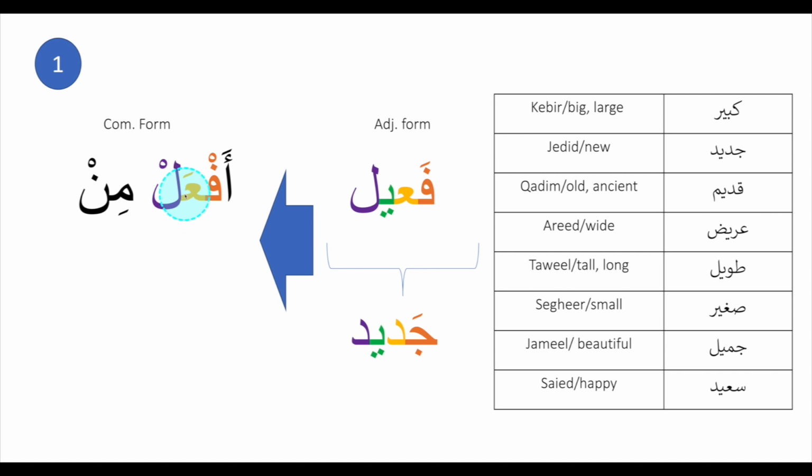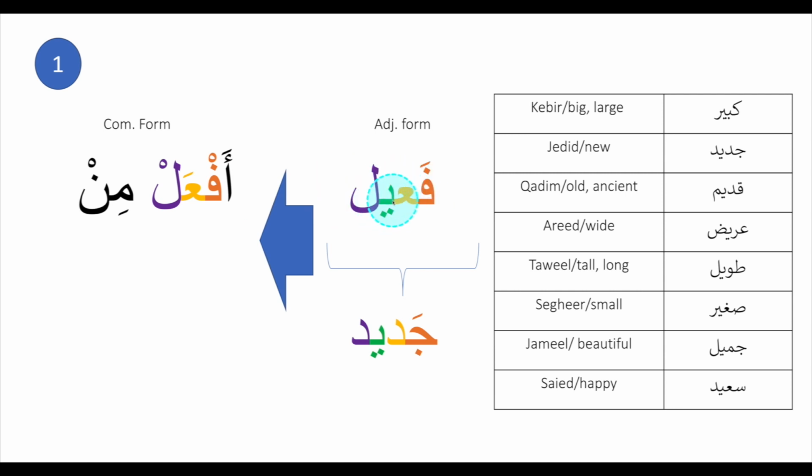The E has been deleted. And what else? We've added an extra alif at the beginning plus min to the end of it, which means than. So then the comparative form is af'al min. Af'al min. The standard adjective form is fa'il.